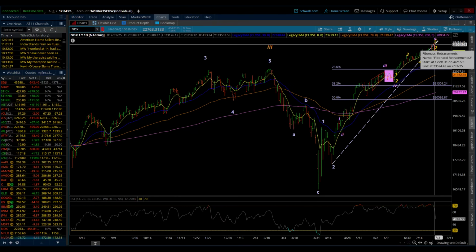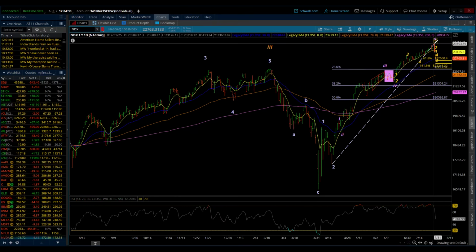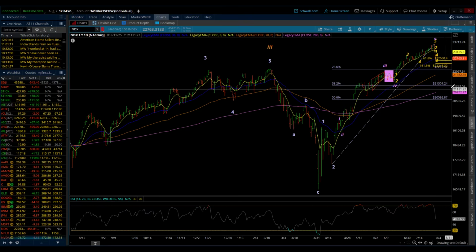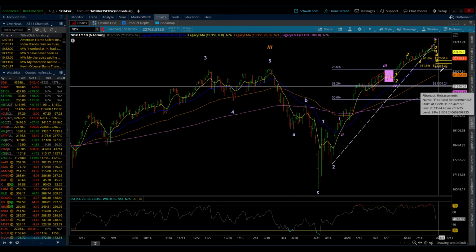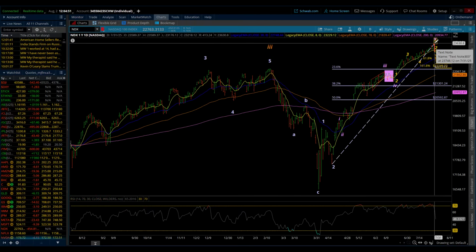23,589 down to 21,300. 2,000 points. So it's a lot. Actually, not 2,000, but it'll be close to 1,200 to 1,500 points. That's pretty big for a fourth wave, but it's because we traveled so far.